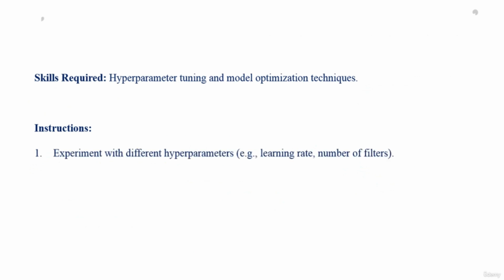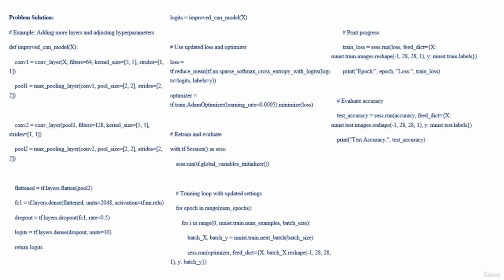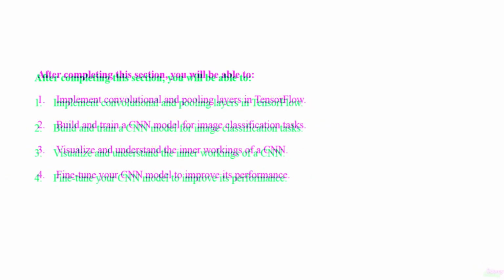Experiment with different hyperparameters, for example learning rate and number of filters. Adjust network architecture and training procedures. Algorithm: modify hyperparameters or network architecture. Retrain and evaluate the model. How the code is working: the code updates the CNN model by adding more layers and adjusting hyperparameters. The model is retrained and evaluated to check improvements in accuracy.